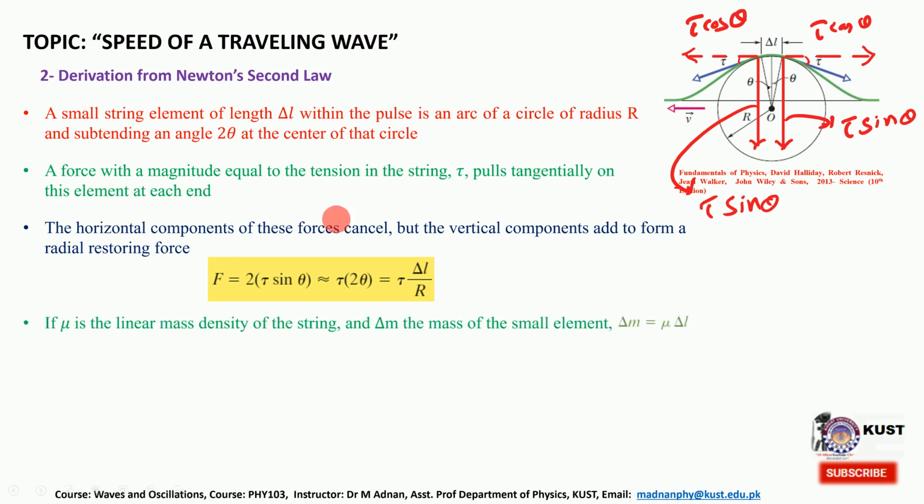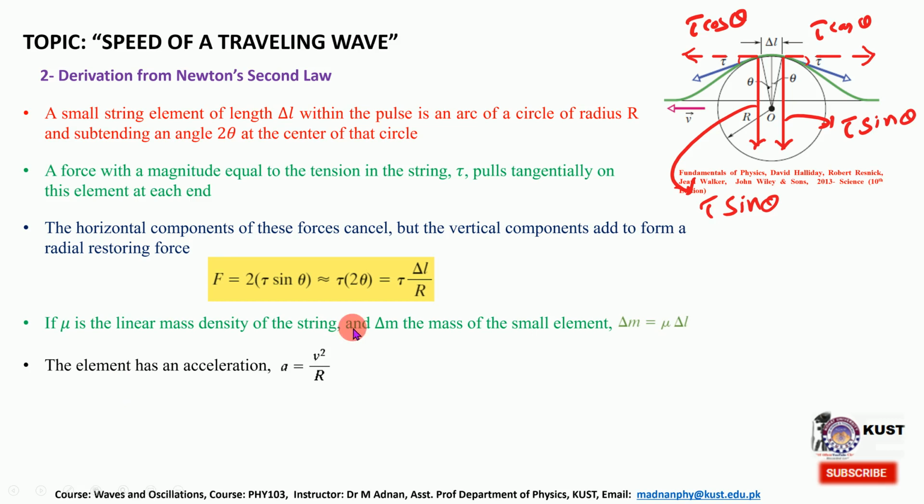Now, since mu is the linear mass density of the string, as I told you, the string has mass density mu, which is defined as mass per unit length. Delta m is the mass of the small element. Let's say this length delta L possesses mass delta m, so that according to this definition, mu is delta m over delta L. So one can write this delta m as mu times delta L.